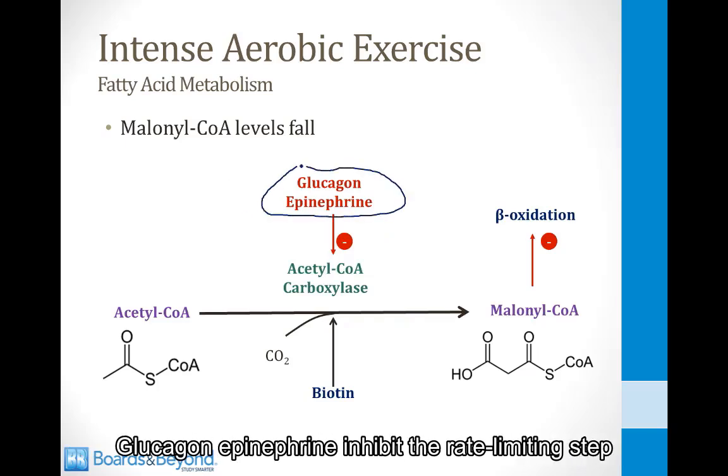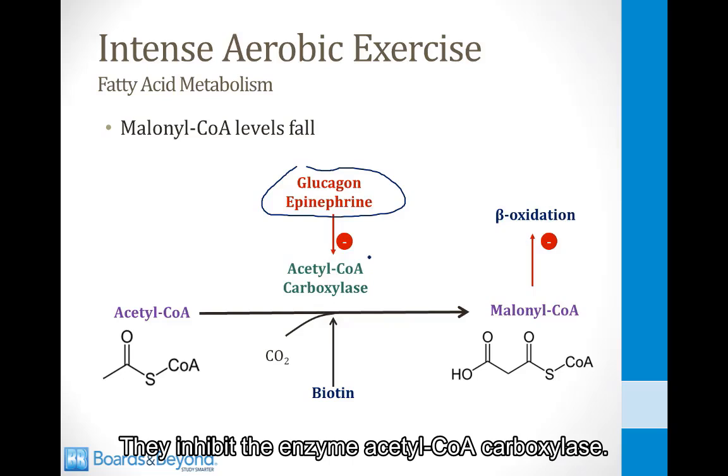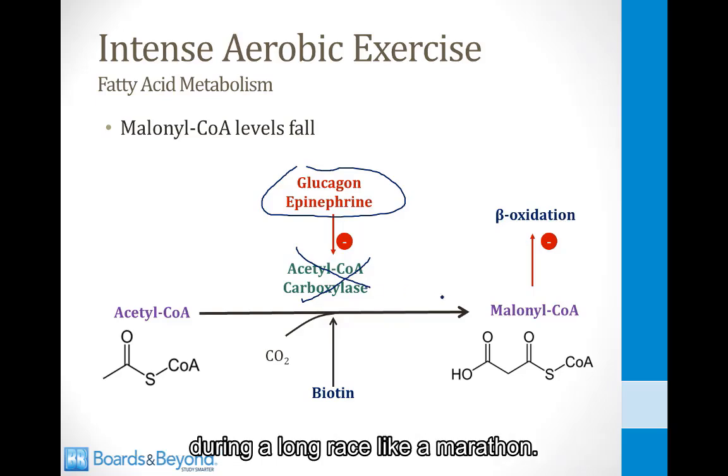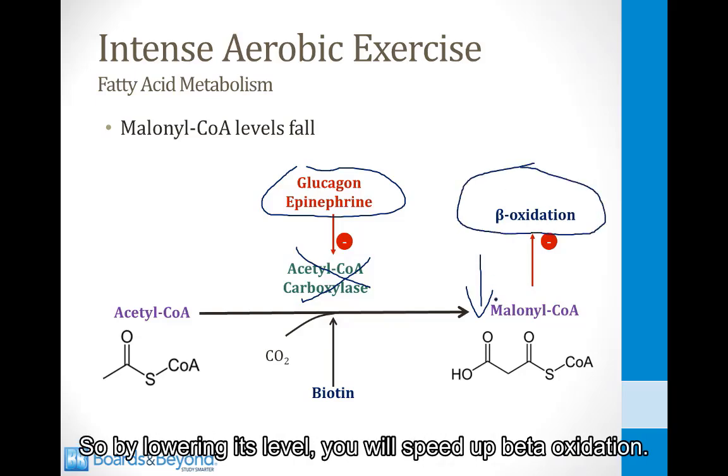Glucagon and epinephrine inhibit the rate-limiting step in fatty acid synthesis. They inhibit the enzyme acetyl-CoA carboxylase. This ensures that fatty acid synthesis will not occur during a long race like a marathon. As a result of inhibiting this enzyme, levels of malonyl-CoA will fall, and malonyl-CoA is a powerful inhibitor of beta oxidation, so by lowering its level, you will speed up beta oxidation.